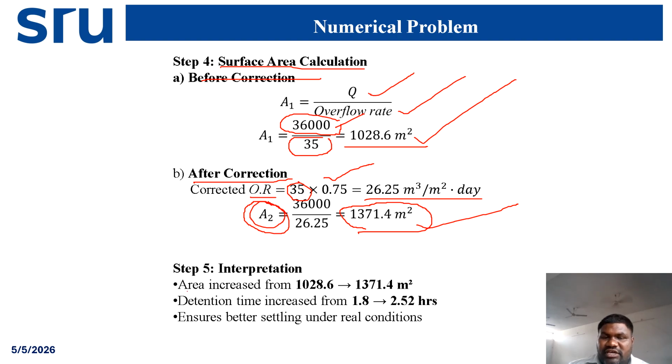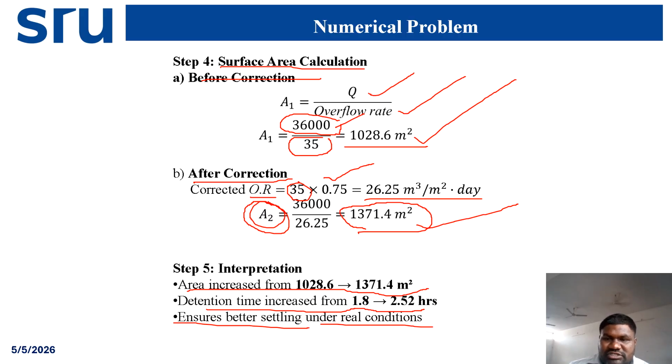So the area increased from 1028 to 1371. Then the detention time increased from 1.8 to 2.52 hours. This ensures better settling under real conditions.